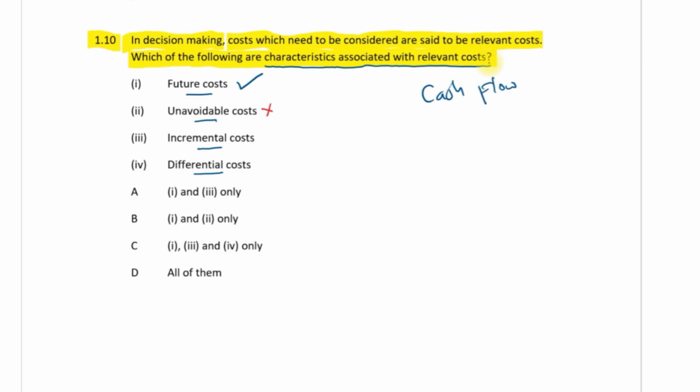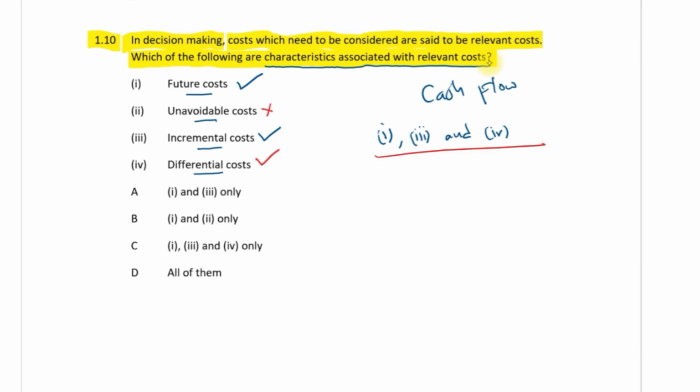Are they incremental? Yes, they are incremental because they can increase. You decide to prolong your promotion, your costs are going to go up. It's incremental. And how about differentiation? Yes, they're going to differ all the time from one activity to another. Having said that, we now know that our answer is going to comprise one, three, and five.